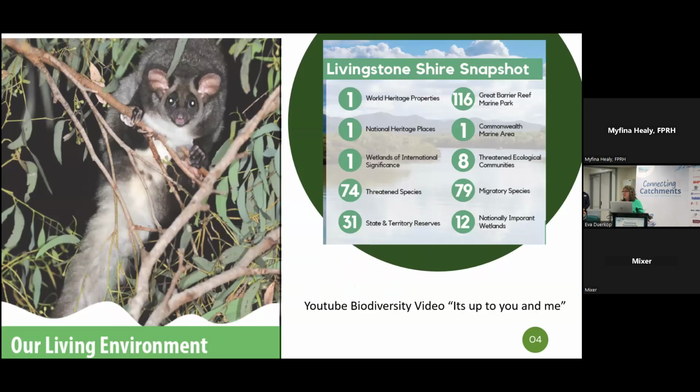We're an incredibly biodiverse shire. So lots of different community types, lots of different wildlife to think about, migratory species. And we're lucky enough also to have one of the great World Heritage Areas, the Great Barrier Reef, right beside us. And we have wetlands of international significance, so a Ramsar wetland. So we've got plenty of stuff to take care of and look after into the future.